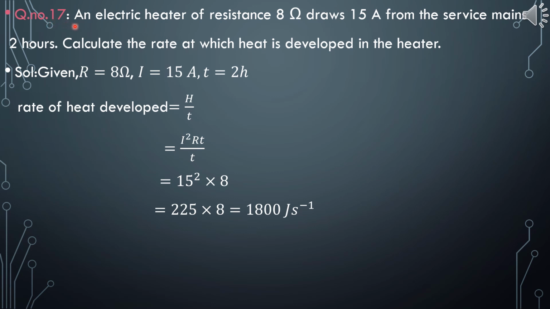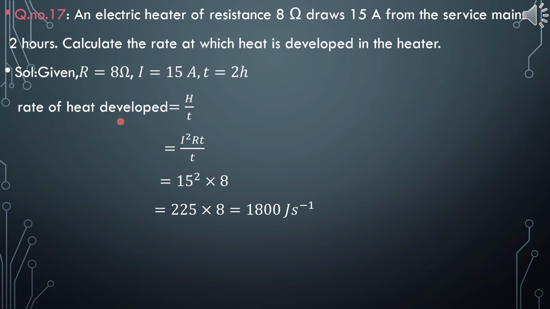Children, this is the last numerical from the exercise, that is question number 17. An electric heater of resistance 8 ohm draws 15 amp from the service mains for 2 hours. Calculate the rate at which heat is developed in the heater. This is a very simple, direct question. Let us understand. Write the given first, that is resistance R is equal to 8 ohm. Current I is given as 15 amp and time is 2 hours.